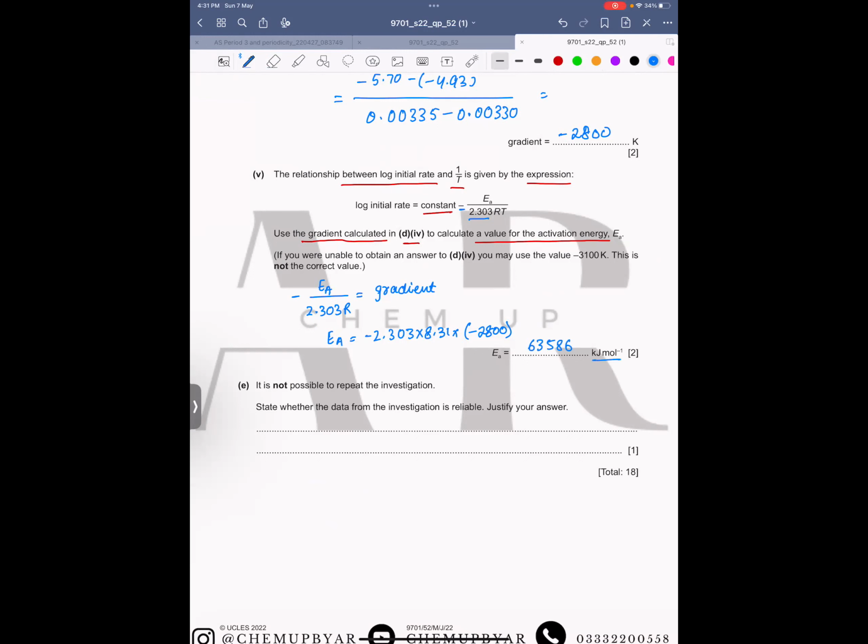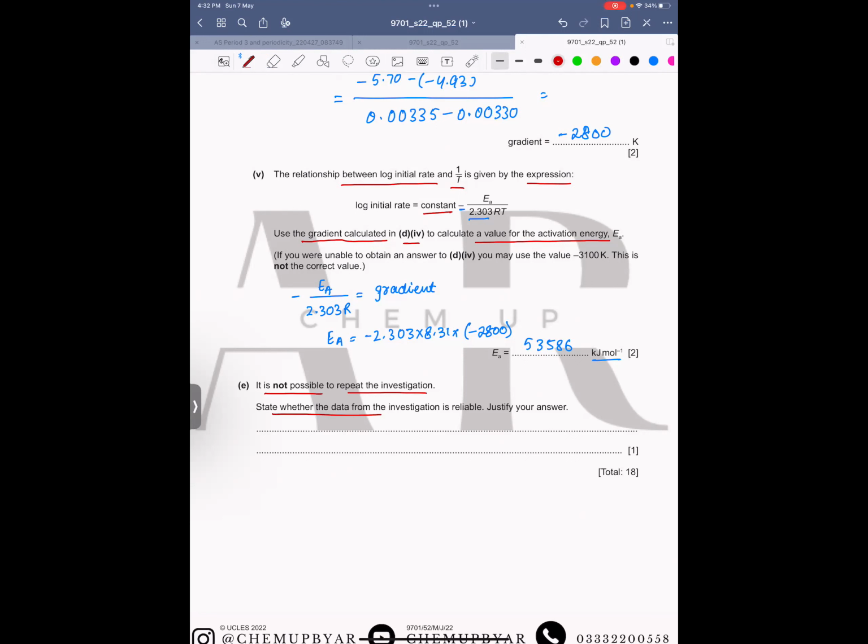Okay, so that is the activation energy. Yes, is it 63 or 53? Okay, 53,586.